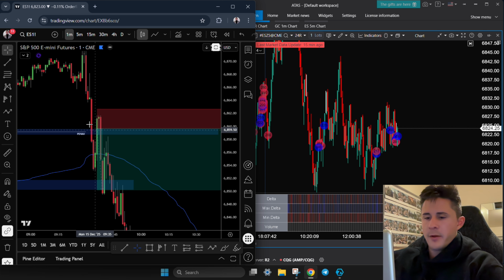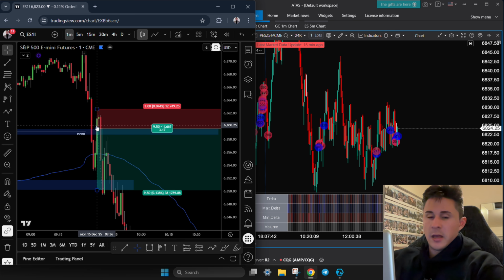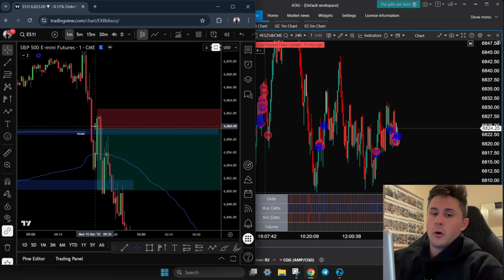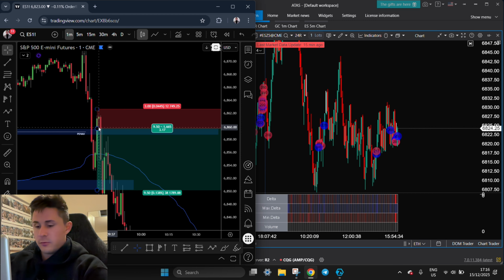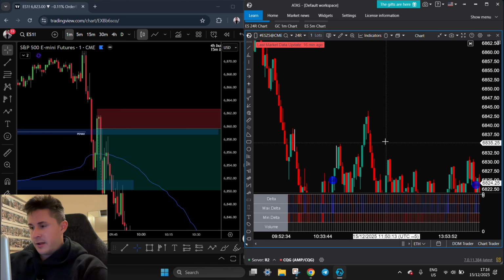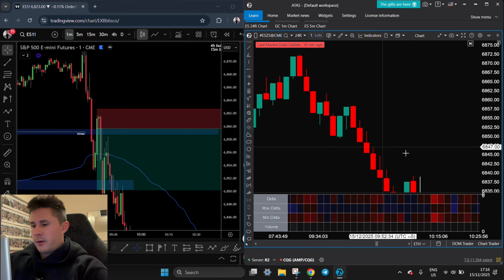So first of all, let's break down what happened here. Price reaches previous day value area high. You're looking for either a reversal or a break and retest. So you have a look. 9:37. There you go. 9:37.